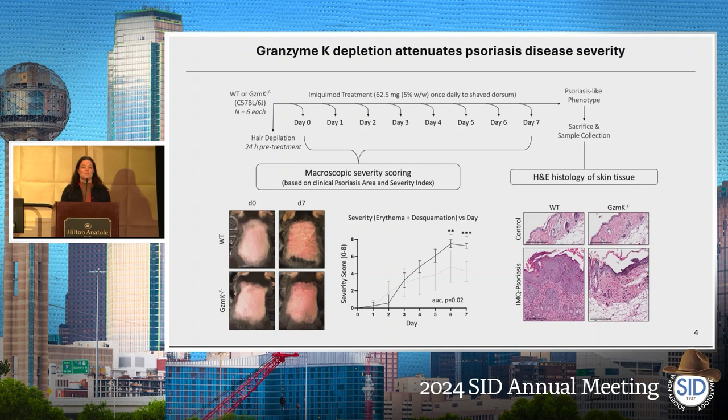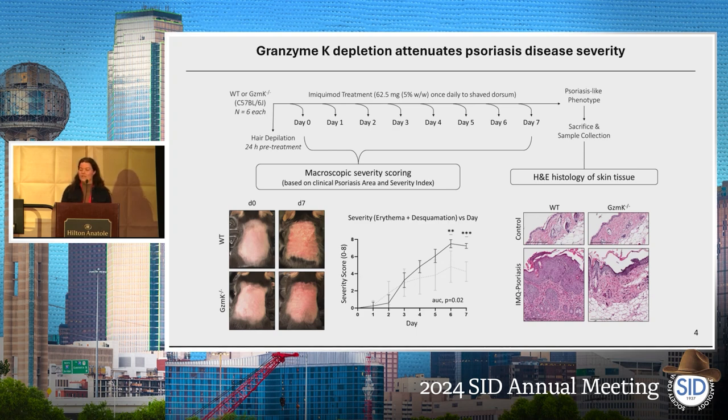And so first, to assess whether GzmK plays a role in disease development, we use the well-established imiquimod mouse model of transient disease, looking for phenotypic differences between wild-type and GzmK knockout mice. We scored the severity of the mice throughout the duration of the study using a modified version of the Psoriasis Area and Severity Index. And then at termination, we collect skin tissues and look for what are the largest differences in disease hallmarks between these two genotypes.